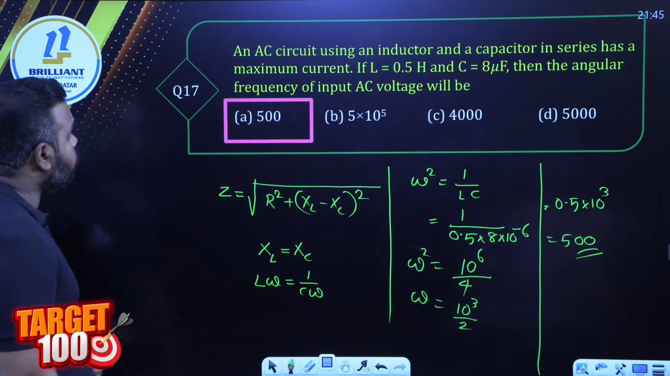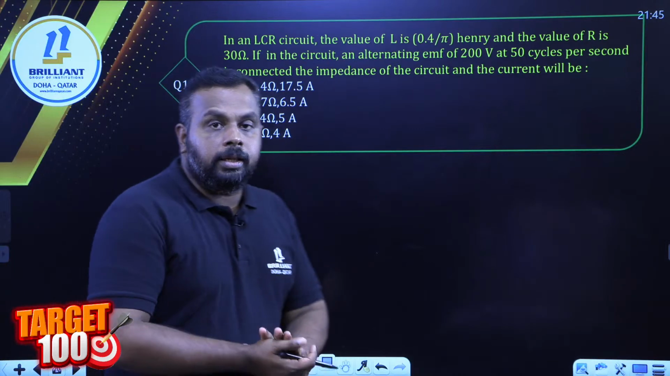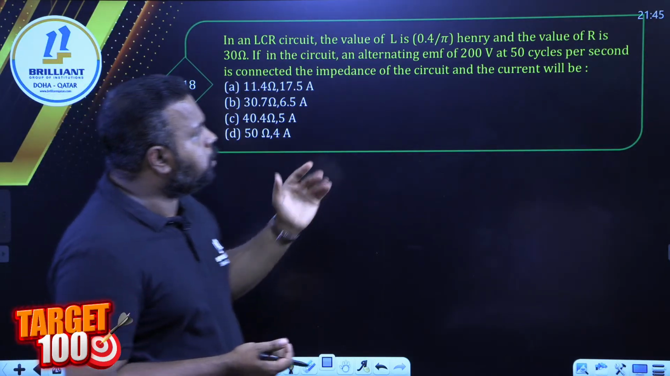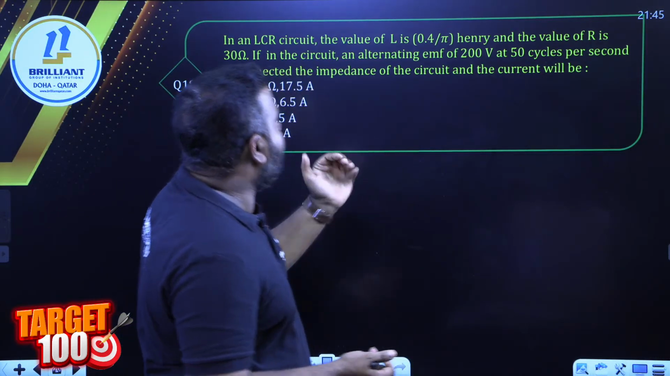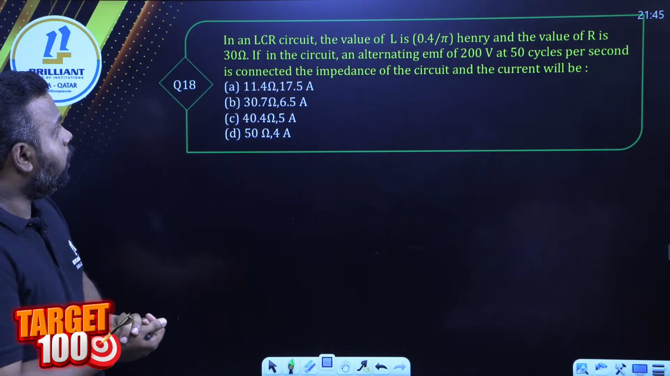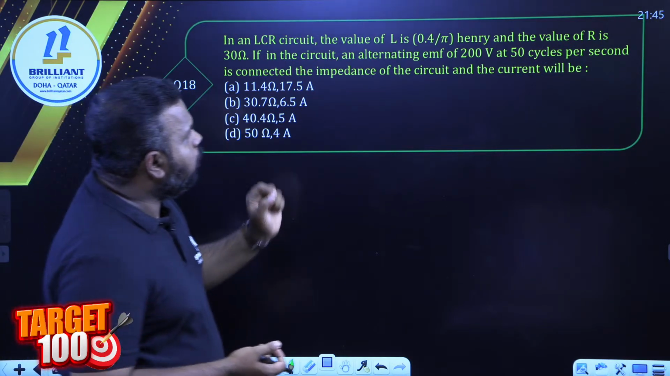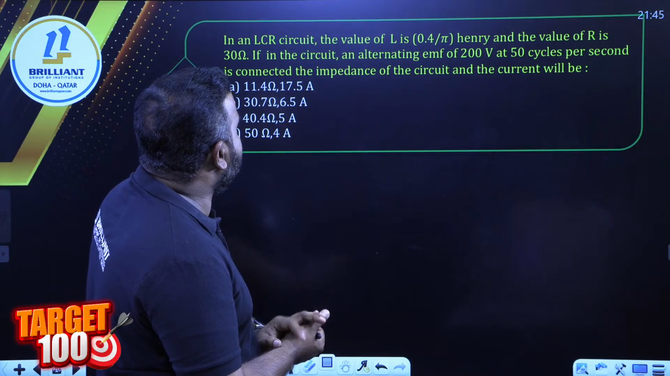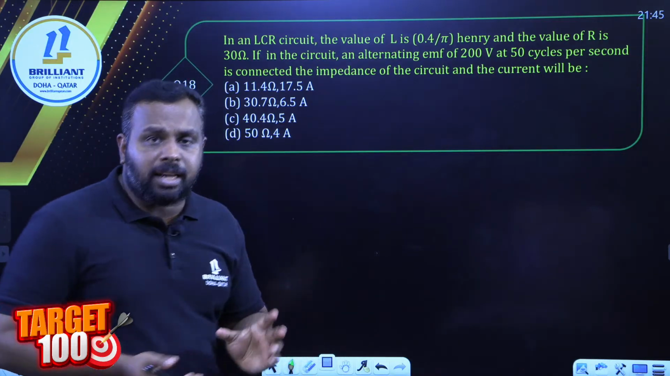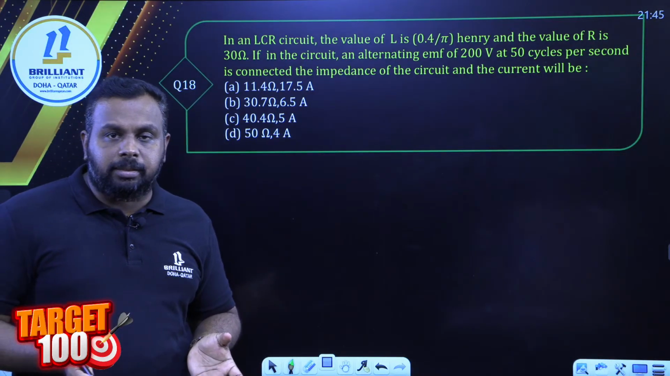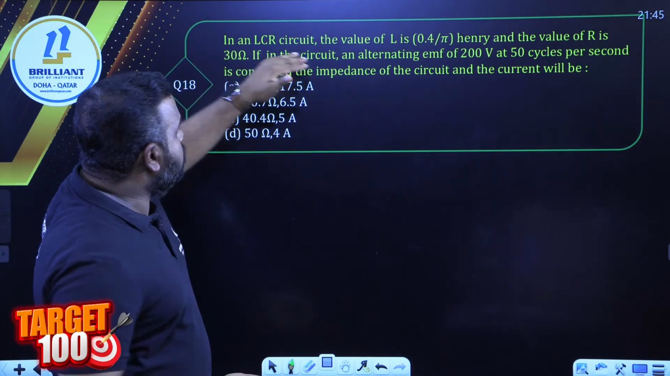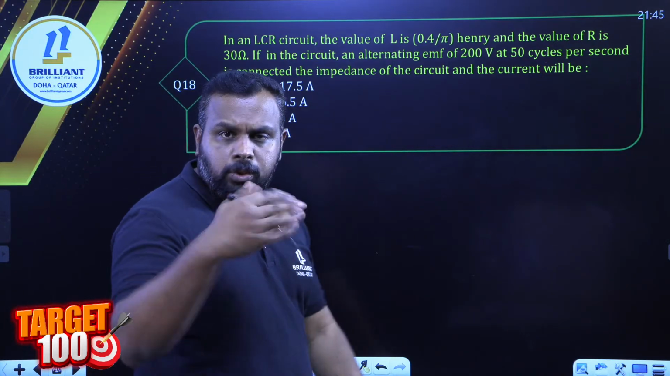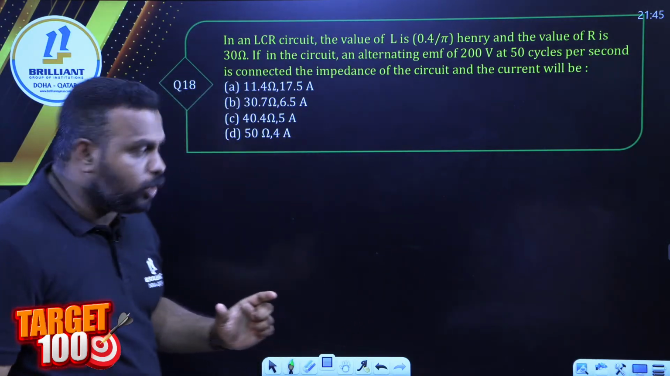Question number 18. Yes, look at this. In an LCR circuit, the value of L is 0.4 by pi Henry and the value of R is 30 ohm. If in the circuit an alternating EMF of 200 volt 50 cycles per second is connected, the impedance of the circuit and current will be. Impedance only they are asking, but you can see that in the question it is started with an LCR circuit, but they did not give the value of C. So leave it, neglect it.